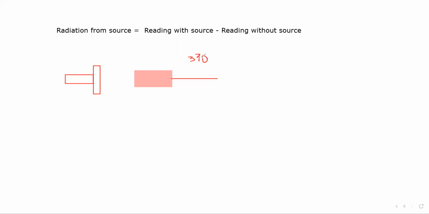So for example, first I will have a radioactive source and I place a detector in front of it and I record the radiation. So radiations coming out are 370. Then I remove the source, I just place the detector and record the radiations again. It comes out 30. The question is, how many radiations are actually from the source?